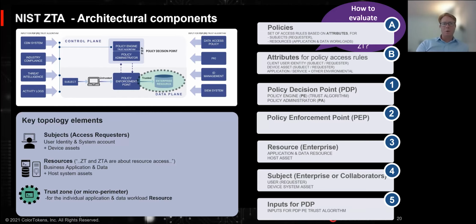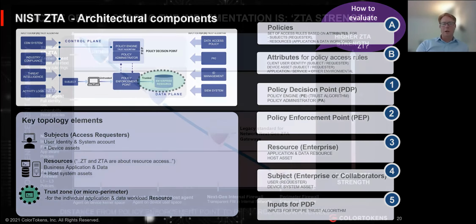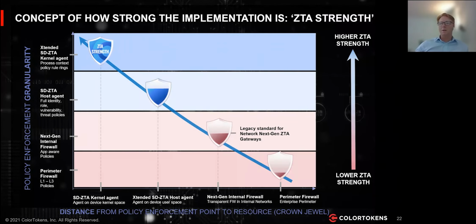That's it. That's all the components that we have. So it's not that much, I think. But let's again have a look at the implications on how you can evaluate technology. That's where we came from. And this becomes very interesting because maybe you don't think of this from the very beginning, just thinking about what it means to decrease the distance between the policy enforcement point and the resource.